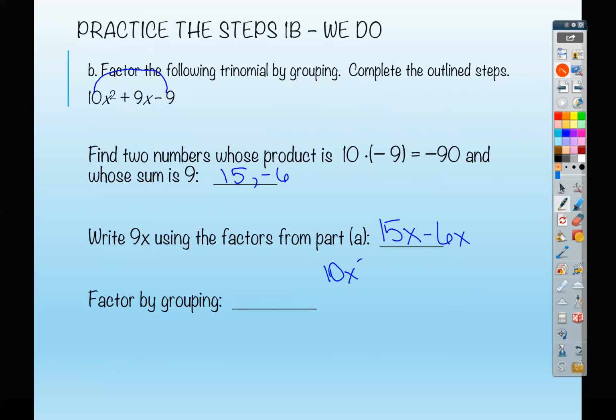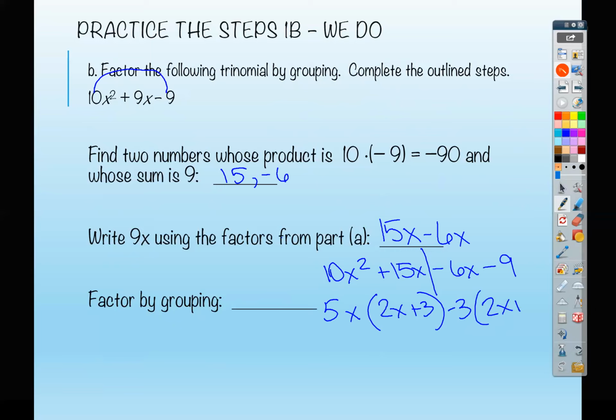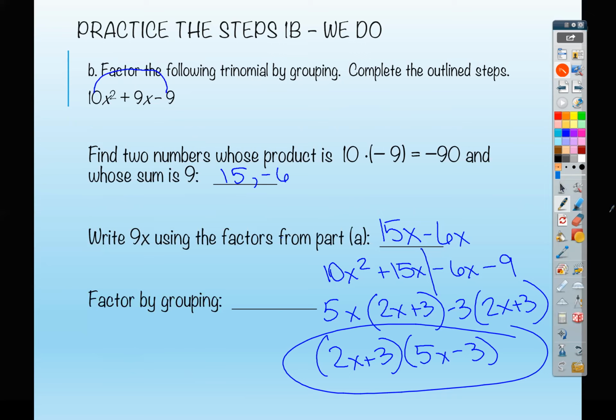So I'm going to replace the 9x with the 15x minus 6x, split it in half, factor out a 5x in the beginning, and I'd be left with 2x plus 3. I can factor out a negative 3 from this binomial, and I would be left with 2x plus 3. So write the factors that I have in common, 2x plus 3, and the rest that I don't have in common, 5x minus 3, and that is my final answer.